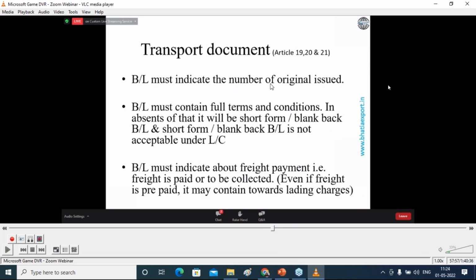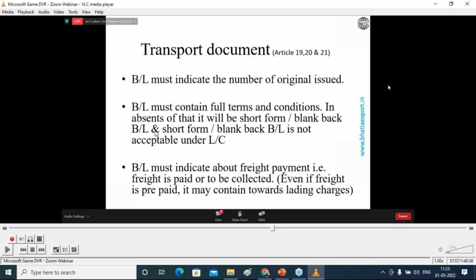The BL must indicate the number of originals. As I told you, originally they give 3 originals. So you have to mention 3 originals when you are submitting the documents. That's very important. The BL must contain the full terms and conditions. In the absence of that, it will be a short form or blank back BL.